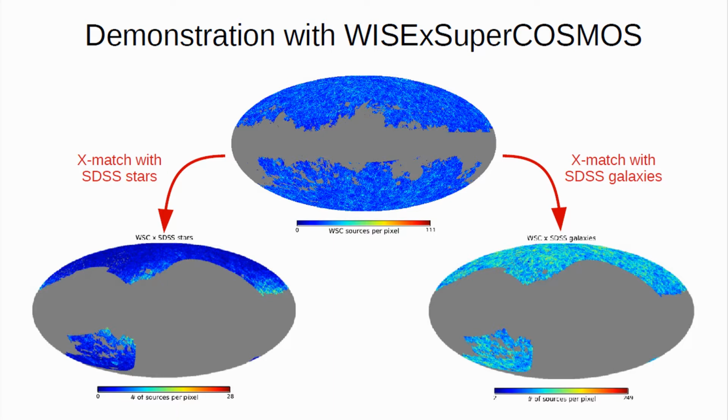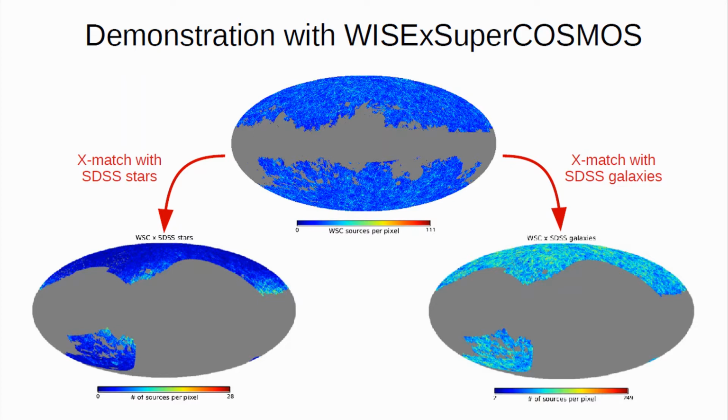To demonstrate these two effects, which are the fact that you lose galaxies because of stars, which is called obscuration, and the contamination, what I did was to cross-match the WISE SuperCOSMOS sources with SDSS photometric sources, right? And SDSS classification is much better because of the PSF. The PSF is much better in SDSS than in WISE SuperCOSMOS. So I use the SDSS classification as a truth table.